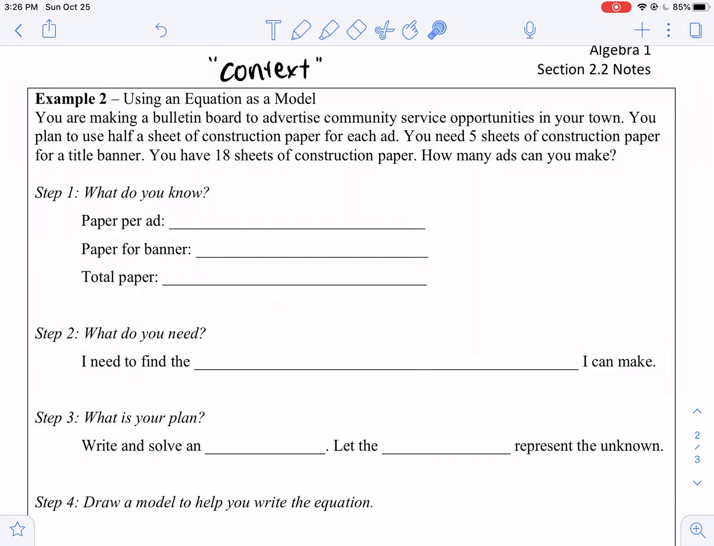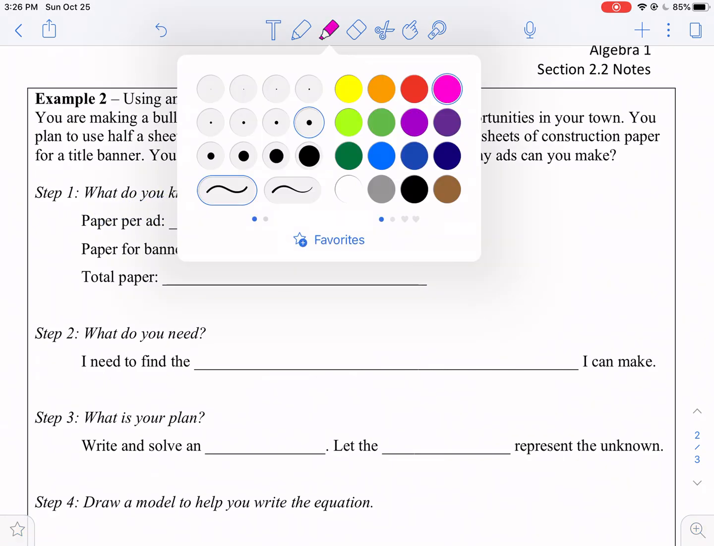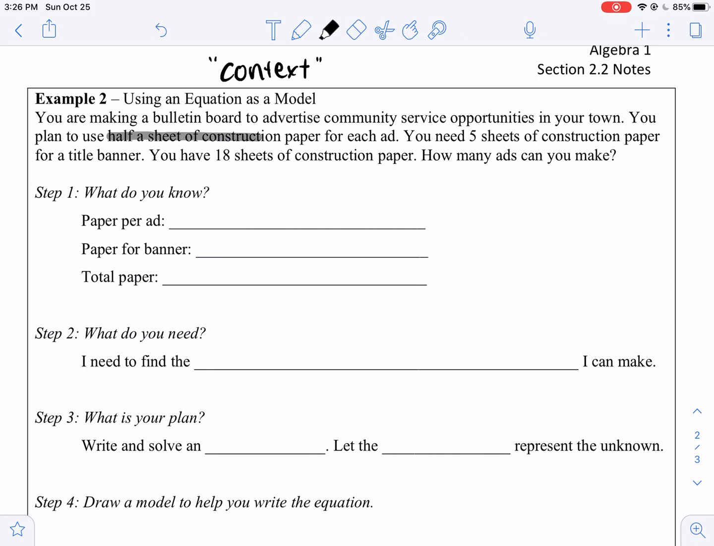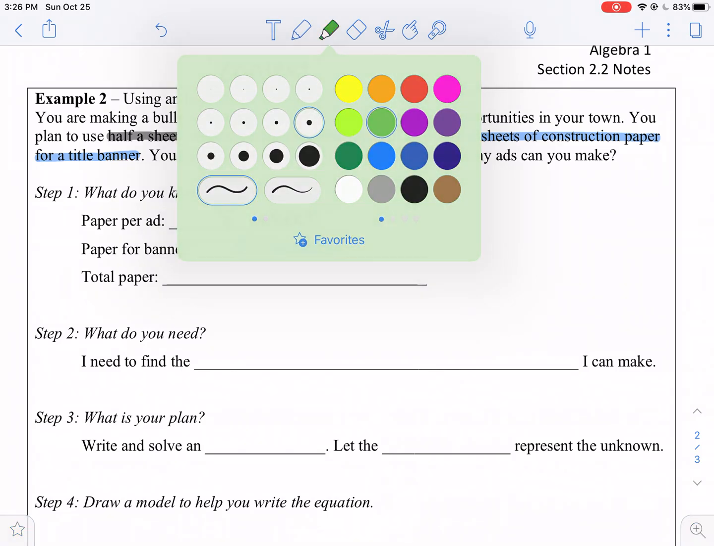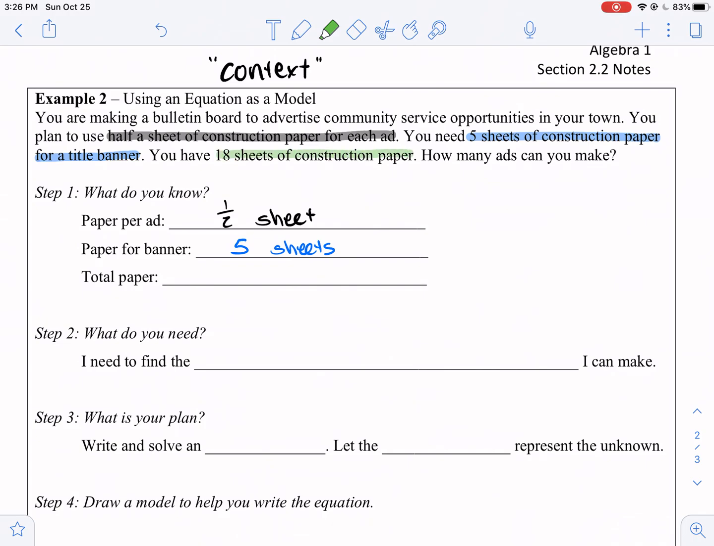Well, that's a lot of information. Let's break down what we know. We know how much paper it takes to make an ad. It said you need half a sheet of construction paper to make an ad. You also know that you need to make a banner. It says you need 5 sheets of construction paper to make your banner. And finally, we know that we have 18 sheets of paper in total.